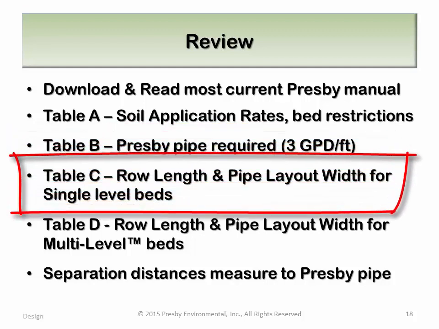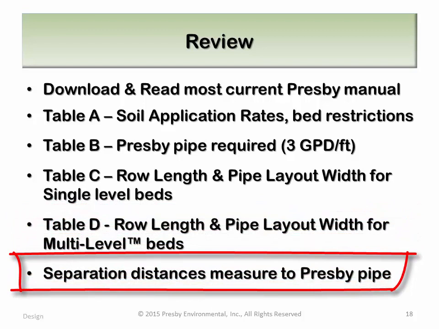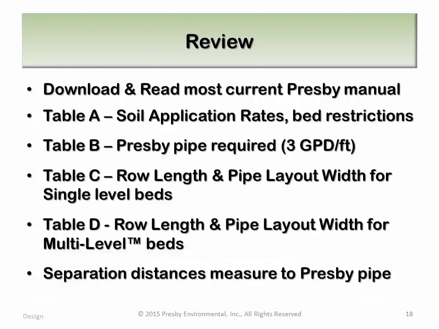Table C is used to assist in finding the number of Presby rows for a given row length and also the pipe layout width for a given row spacing. Table C is used only for single-level systems. Table D provides the same information as Table C, but only for multi-level systems. Vertical and horizontal separation distances to restrictive features, like the seasonal high water table, are measured to the outermost edge of the Presby pipe and not to the edge of the system sand.